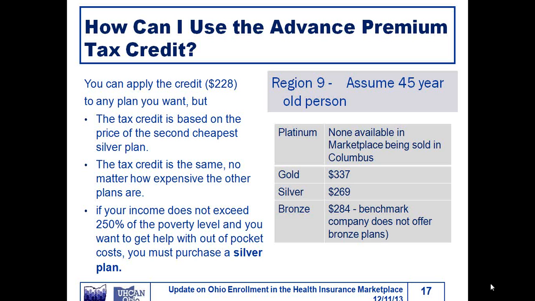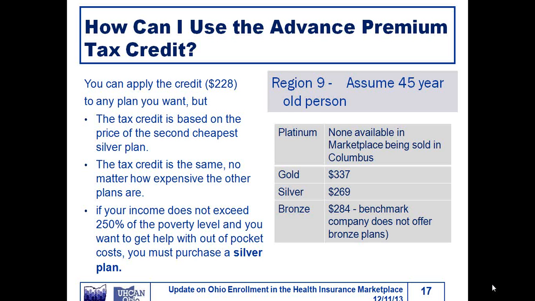Now, if your income is at or below 250% of the federal poverty level, and you want further assistance with the out-of-pocket costs, you must purchase a plan on the silver level. The only way to get additional help with out-of-pocket expenses is to buy a plan on the silver level. It doesn't have to be the second lowest, but it's got to be a silver level plan.